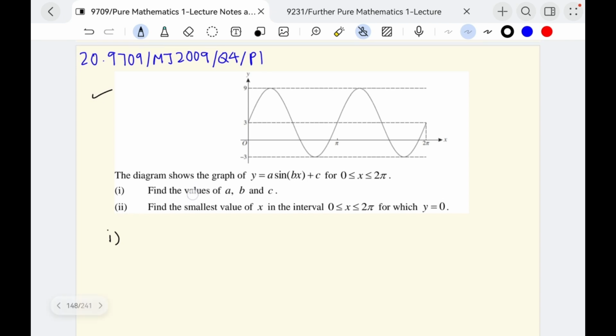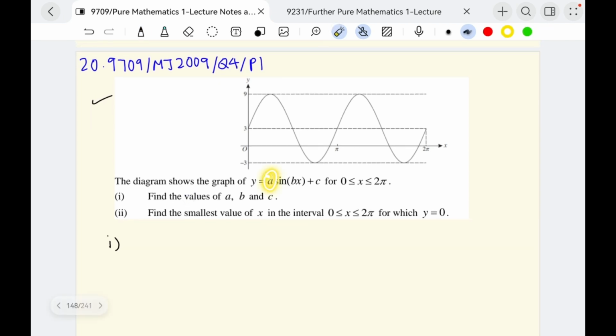Part 1. a represents the amplitude. For each sine and cos graph, now it's targeting the sine graph. As you can see, this vertical distance is 6, as well as below, which means the amplitude is 6. So therefore, a is 6. b represents the number of cycles it has to make in order to reach 2 pi, because the standard complete cycle is from 0 to 2 pi. But now it has 2 cycles, so therefore b is 2.